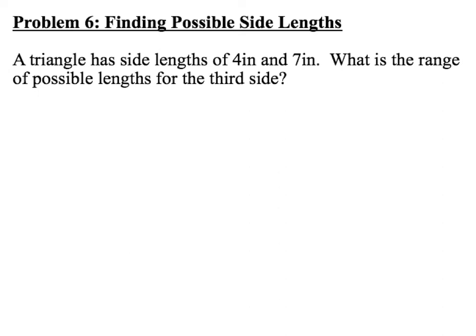In this problem, I'm given 2 of my 3 sides, so I have to figure out the range. The range is all possible answers that the third side could be. So how am I going to figure this out? I'm going to label my third side X. X is going to be my third side, and then I'm going to write up my 3 equations.